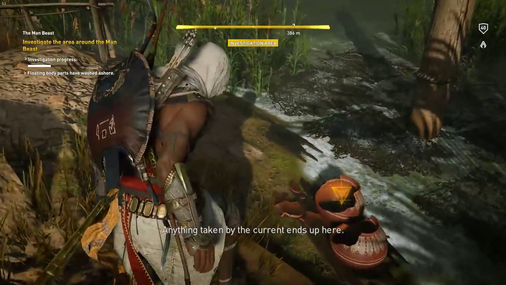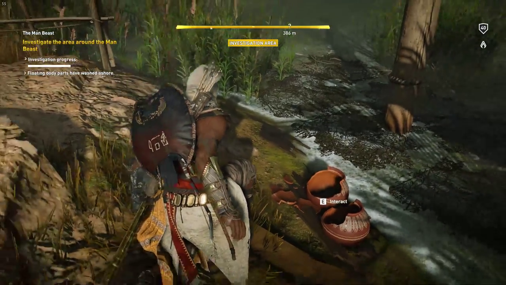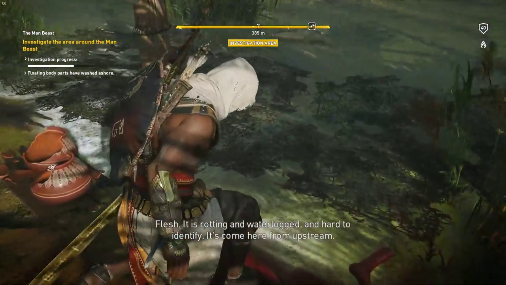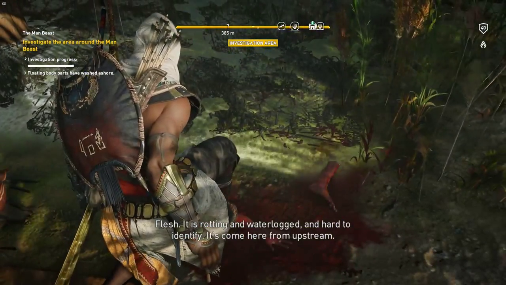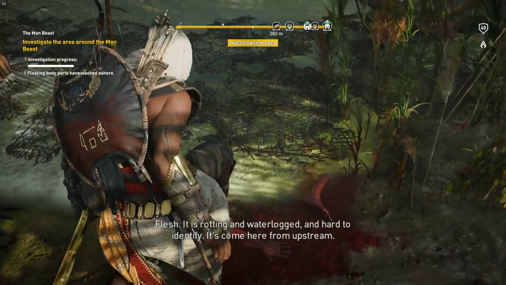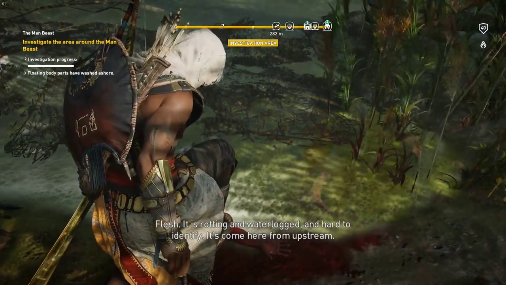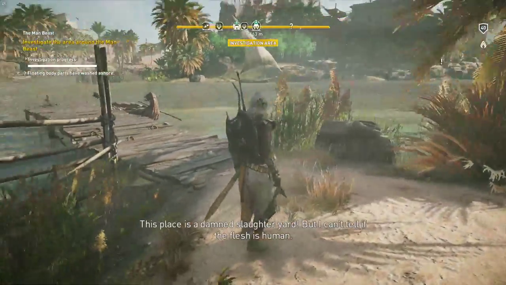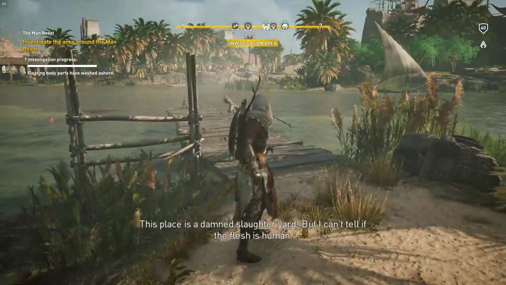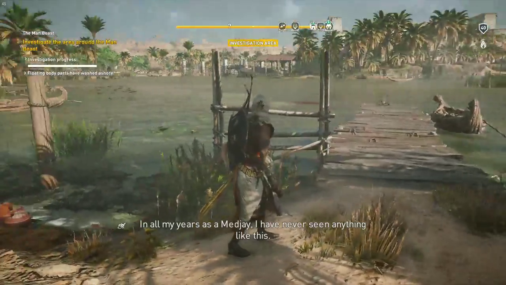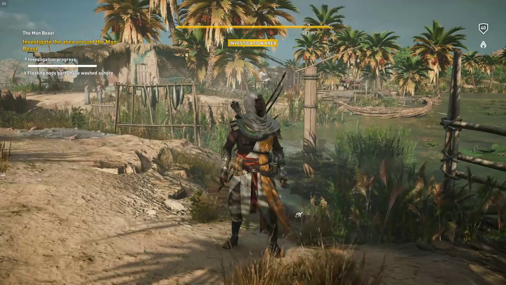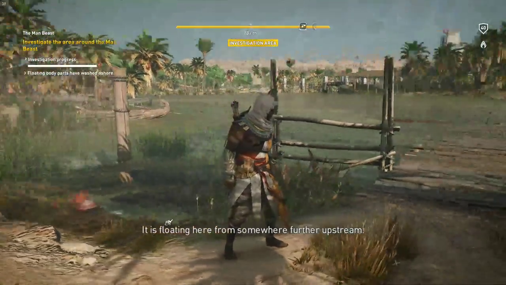Anything taken by the current ends up here. Flesh. It is rotting and waterlogged, and hard to identify. It has come here from upstream. This place is a damn slaughter yard. But I cannot tell if the flesh is human. In all my years as a Magi, I have never seen anything like this. It is floating here from somewhere farther upstream.